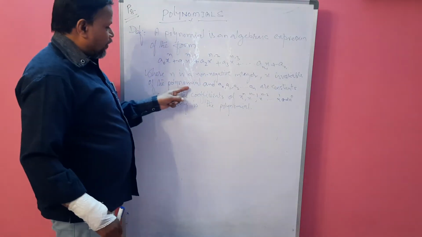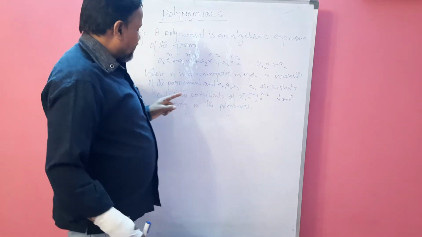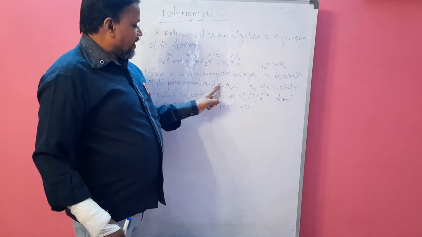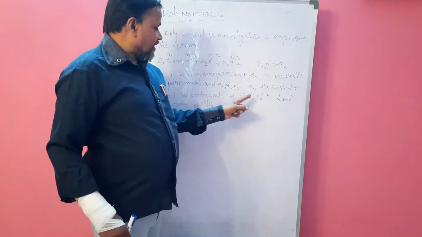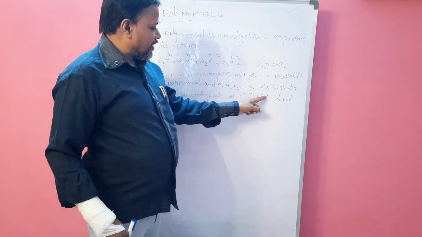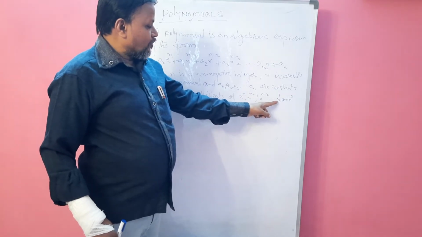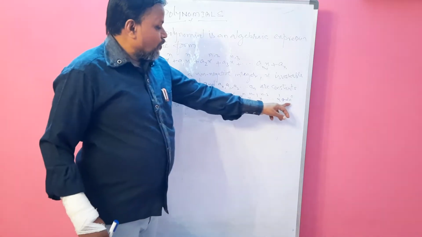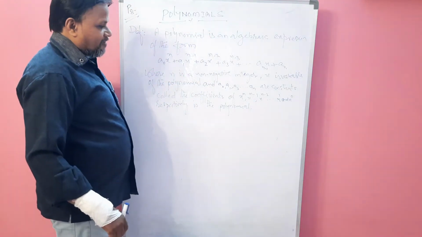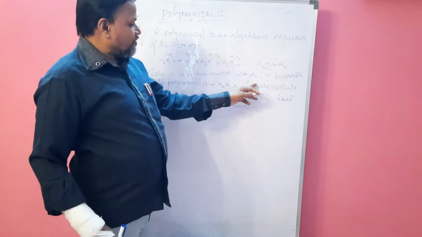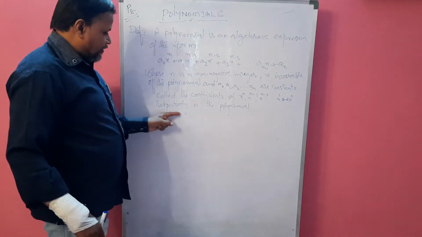X is the variable of this polynomial, and a0, a1, a2 dot dot a n are constants called the coefficients. a0 is the coefficient of x power n, a1 is the coefficient of x power n minus 1, a2 is the coefficient of x power n minus 2, dot dot dot, a n minus 1 is the coefficient of x power 1, and a n, the last term, is the coefficient of x power 0, that is the constant term. X power 0 is 1, times some number is a constant, so this is the constant term and it is the coefficient of x power 0 respectively in the polynomial.